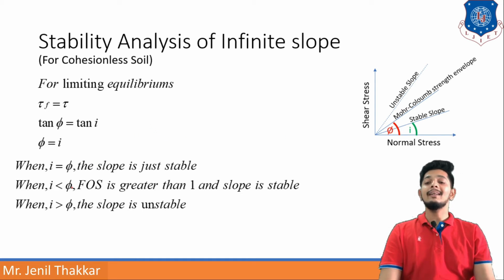And if i is less than phi, then the factor of safety will be greater than 1, and the slope will be stable. If i is greater than phi, the angle of inclination is greater than the phi angle, then it will be an unstable slope.